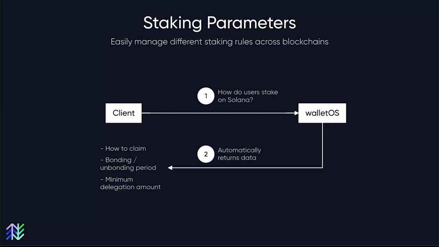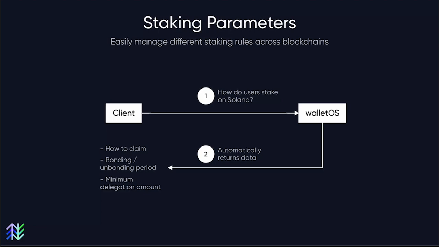The first thing to staking is obviously understanding what are the rules. So we have an endpoint called staking details. You can query a specific network, you can query Agoric, and you can get back staking rules. What that means is as a developer, you probably want to present to your users the whole synopsis of, you know, what can I stake on this network?